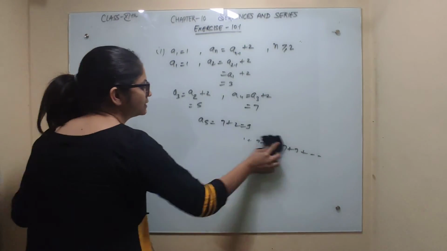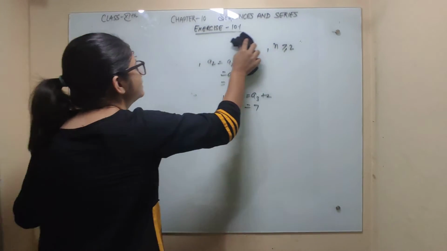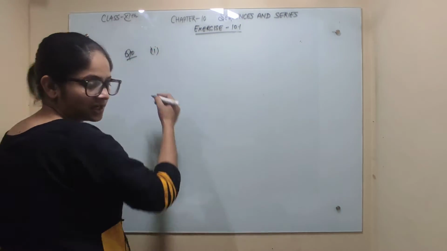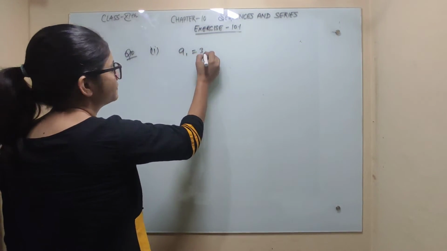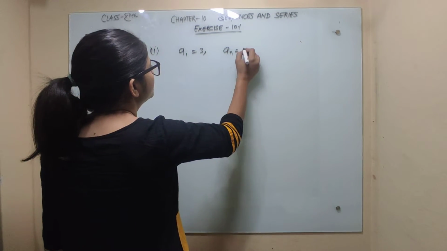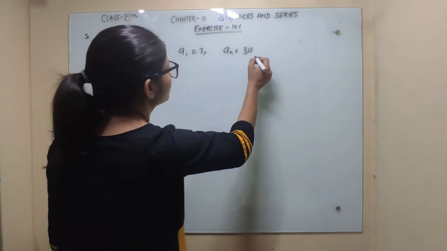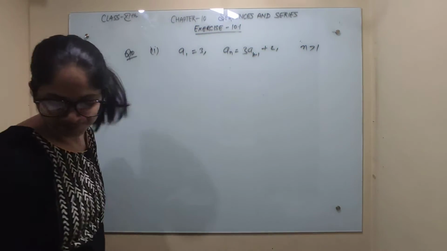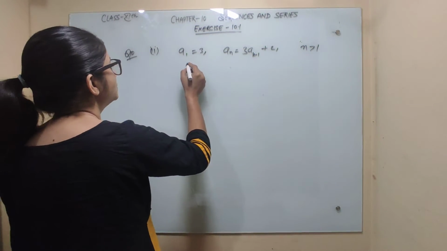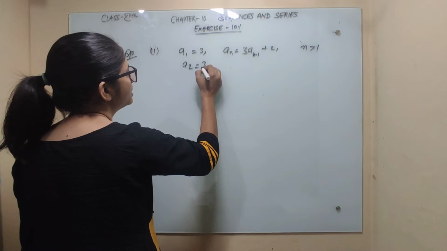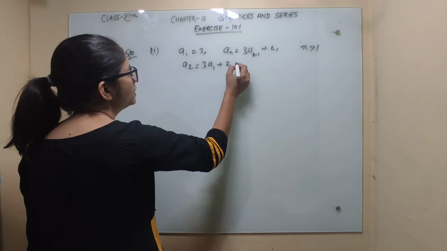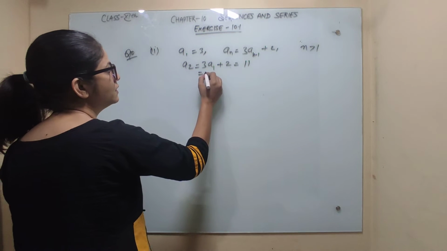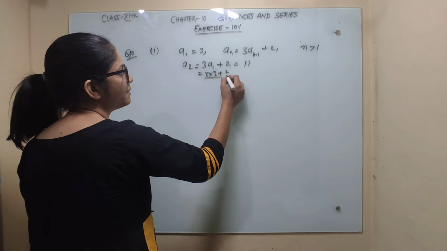Question number 10, second part. A1 is equal to 3. A_n is equal to 3 times A_(n minus 1) plus 2 for all n greater than 1. So a1 is 3. So a2 will be 3 times a1 plus 2. 3 a1 is 3 into 3, which is 9. 9 plus 2 is 11.